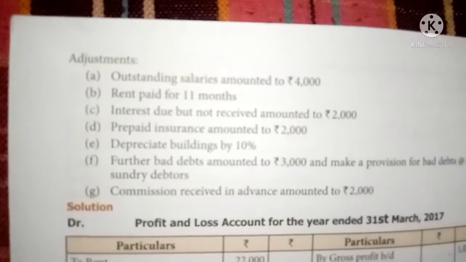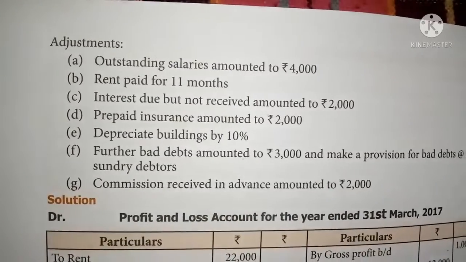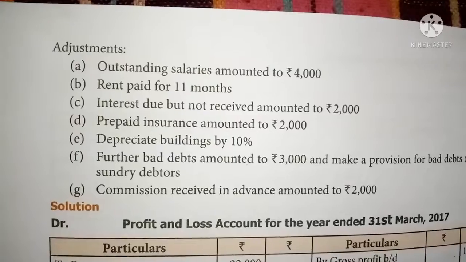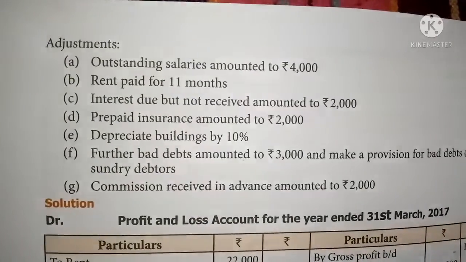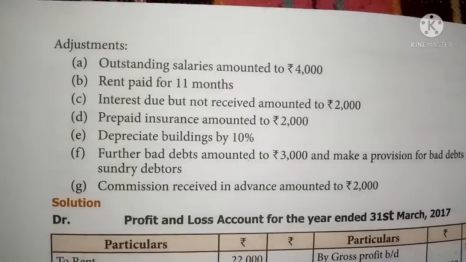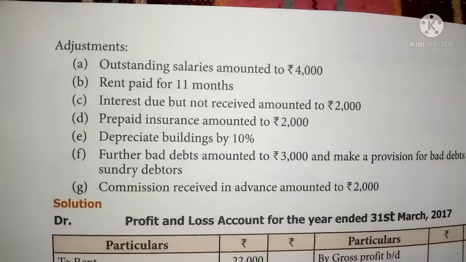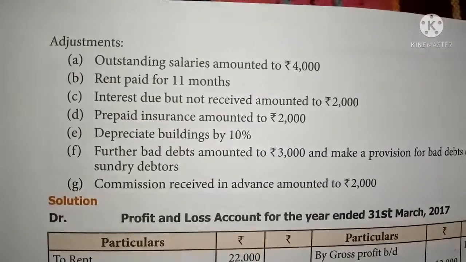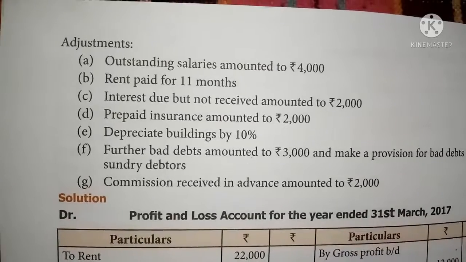Then interest due but not received, amount rupees 2,000. It is an income item. So in the profit and loss account credit side, first you can write the interest received, whatever amount is given in the sum. Then add accrued interest, that is interest due. It is assumed as accrued interest. You can add it in the credit side to the interest received amount.